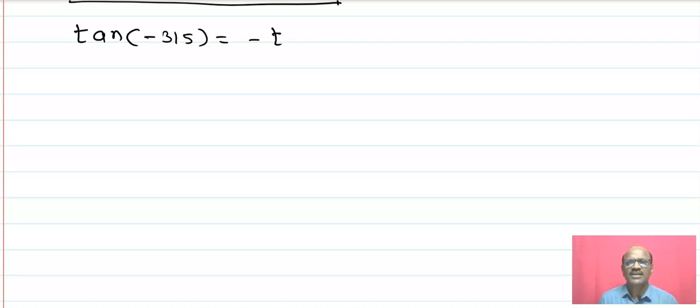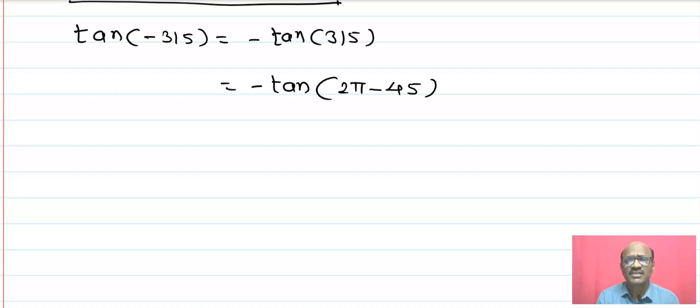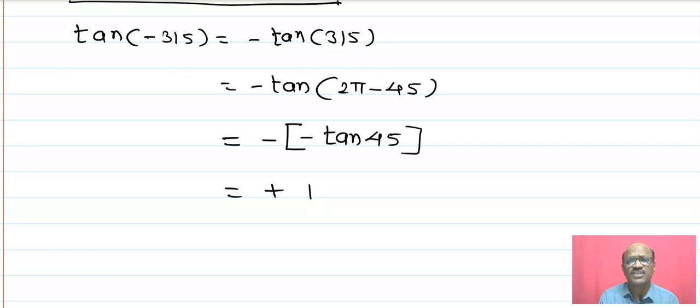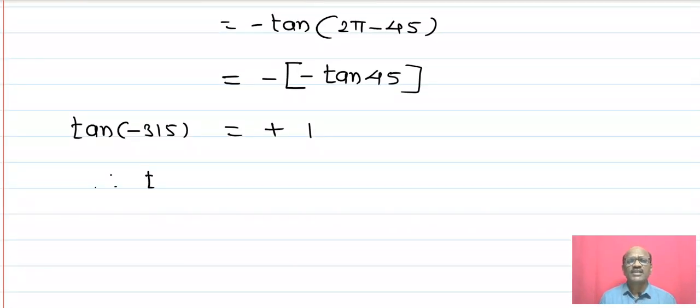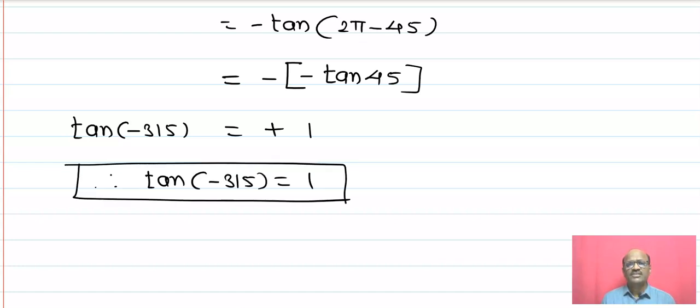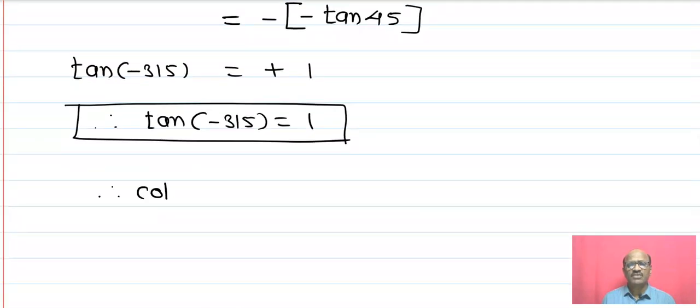Tan of minus 315. Tan reflects the negative sign. Again, it is minus tan of 315. It is written in the form of the pi angle, that is 2 pi minus 45. Again, it goes in which quadrant? It is in the fourth quadrant. Tan is negative. Function remains as it is. Therefore, in square brackets it is written as minus tan of 45. That minus becomes plus and tan 45 is 1. Therefore, tan of minus 315 is equal to plus 1. And now its reciprocal, cot of minus 315, is 1 upon 1, and that is equal to 1.